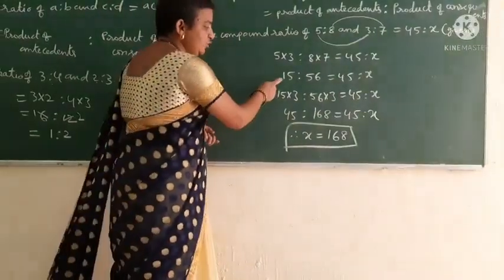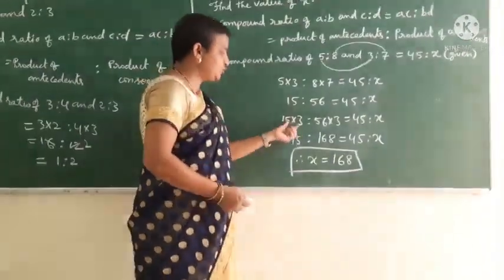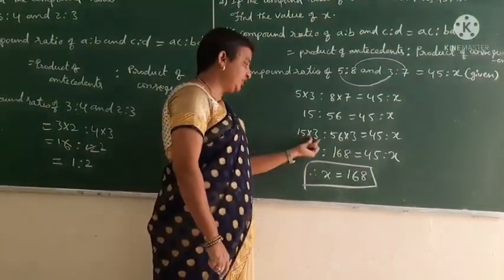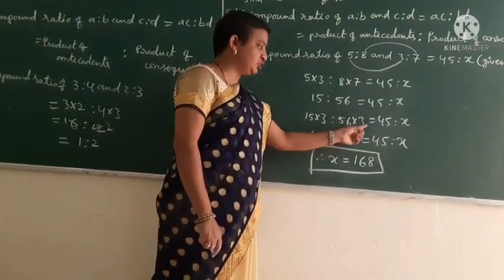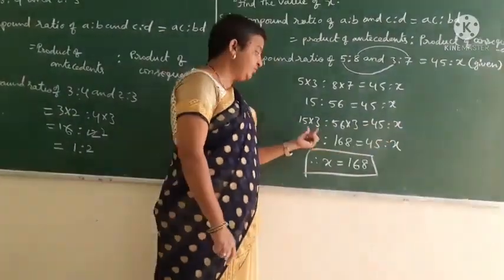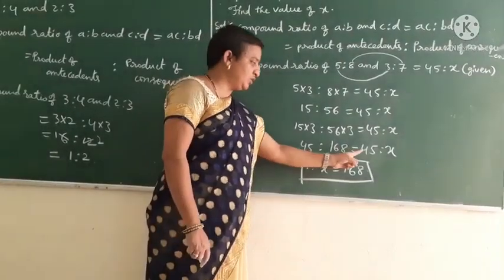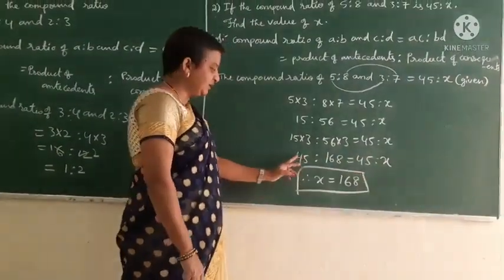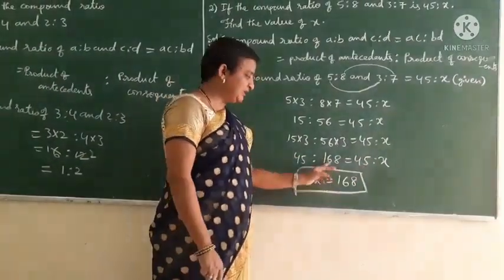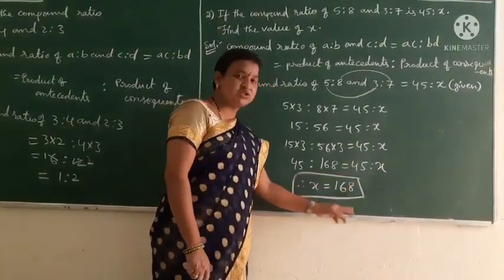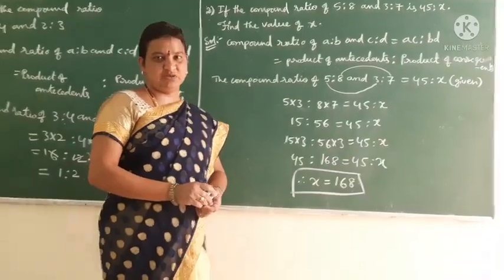So that's why you have to multiply this ratio by 3. Then we equalize this ratio. So 15 into 3 is to 56 into 3 equals 45:x. 15 threes are 45 is to 56 threes are 168, equals 45:x. Here the first terms are equal. Similarly the second terms are also equal. So the value of x is 168. Okay children.